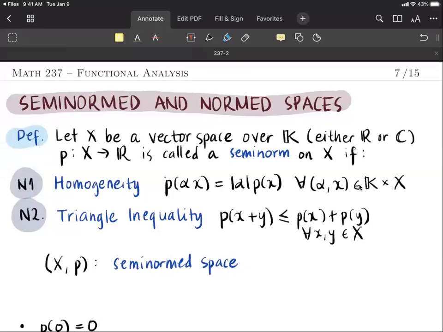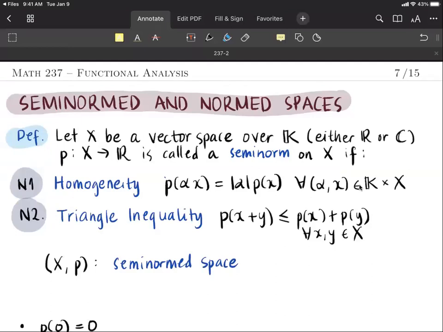So, welcome to the second series of lectures on functional analysis. So, for the first part, we will discuss the seminorm and norm spaces. So, let's start with the definition of a seminorm.